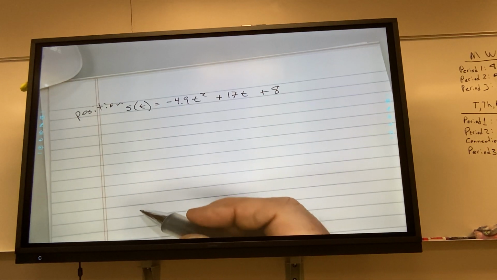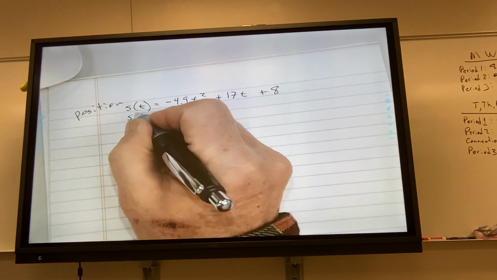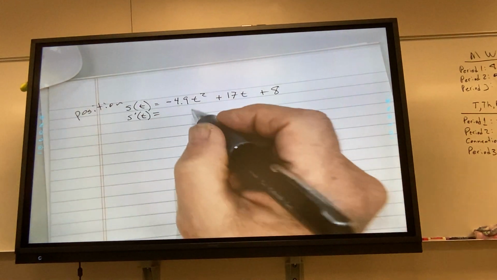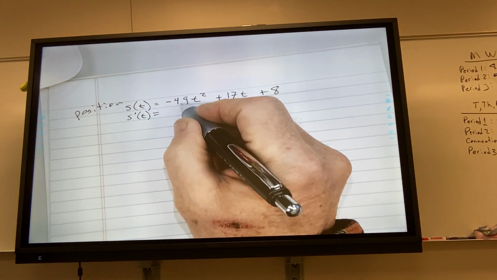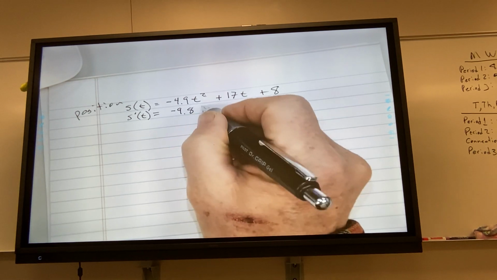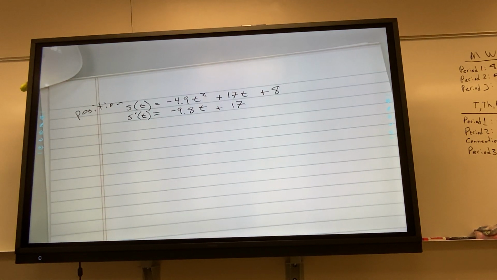Am I able to come up with a velocity function in terms of t? Audrey, you were saying yes. Can you tell me how to do it? Take the derivative of s of t. So if I take the derivative of s of t, I would take 2 times the negative 4.9, I think that gives me a negative 9.8 t plus 17, okay?